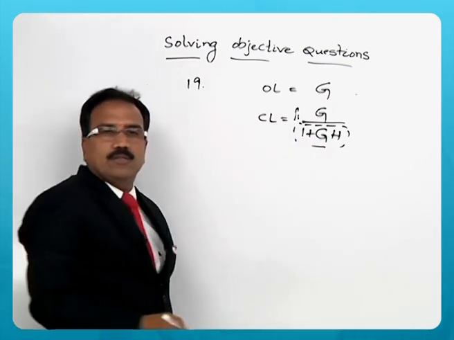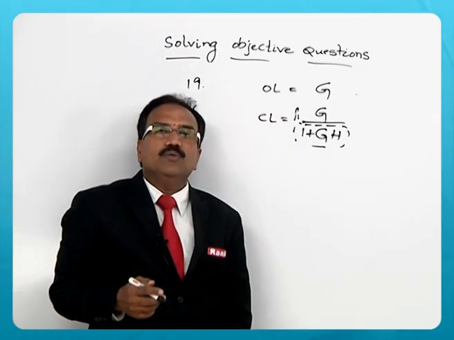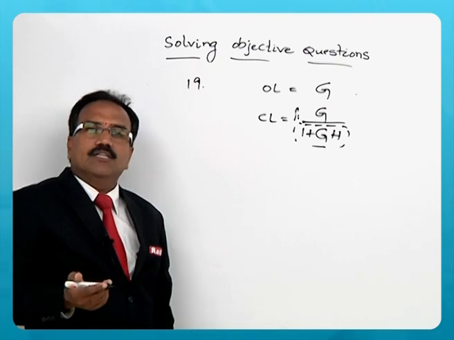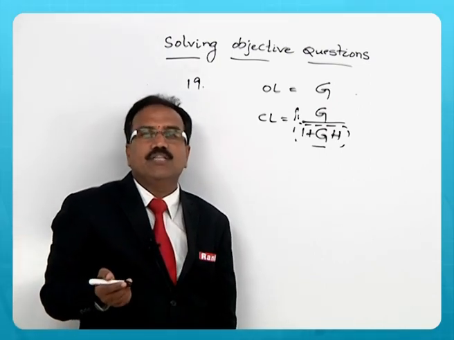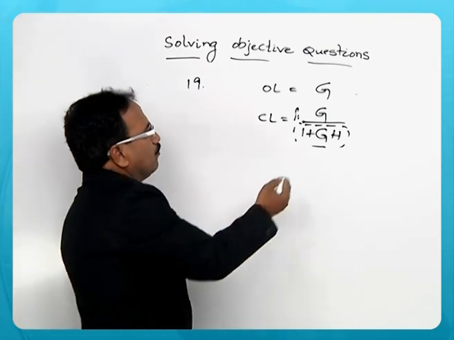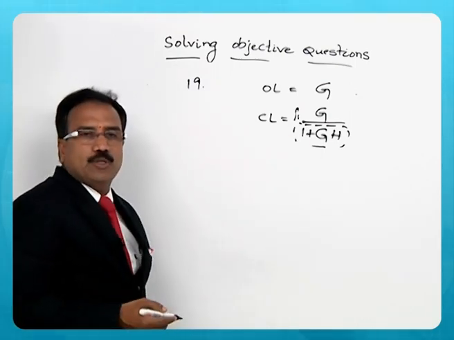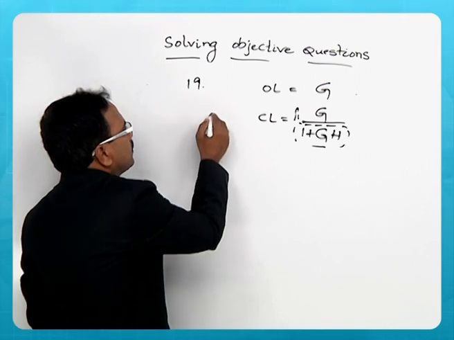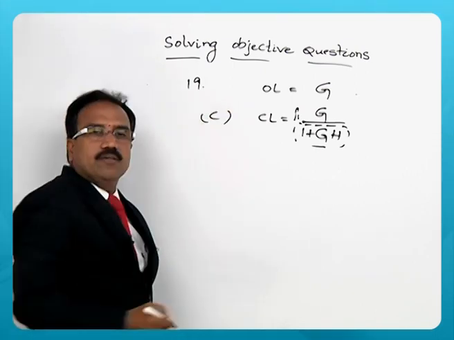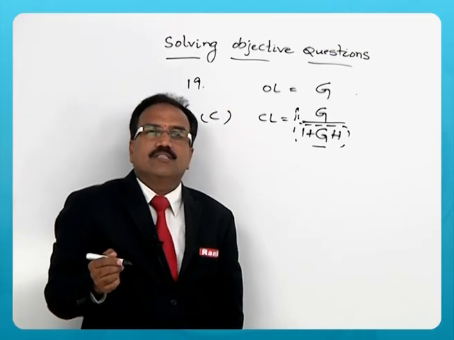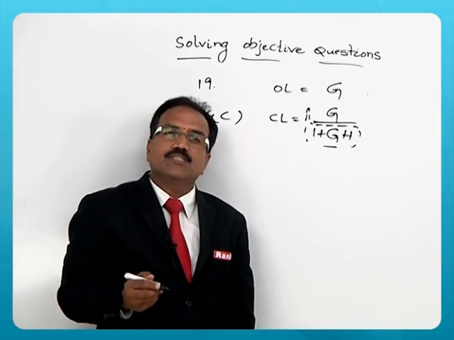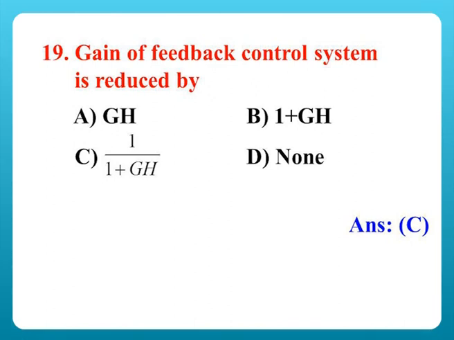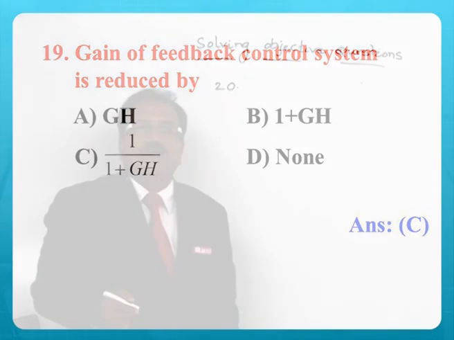this much. So closed loop system, the moment you connect the loop, the gain of the system is reduced by a factor 1 by 1 plus GH. So among the 4 options, C is the right answer because the gain is reduced here. That's why in closed loop control system, you must have a controller which can increase the gain of the system.